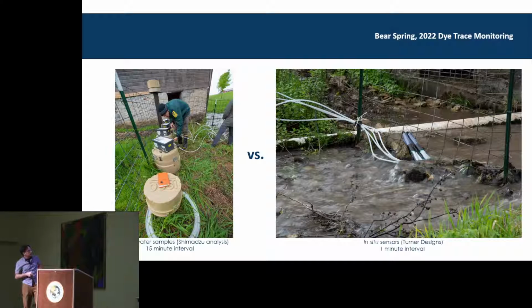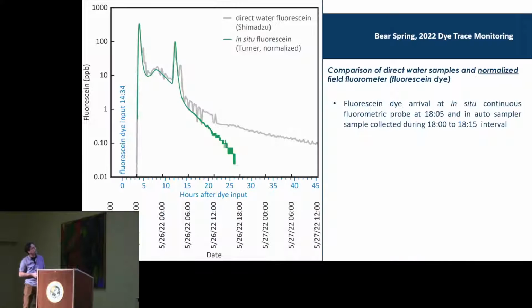So getting to the next two methods, the direct water samples, which on the next graphs will be called Shimadzu, because those were run through a Shimadzu spectrophotometer, and then our in situ results, which on the graph will be labeled as Turner. So here we'll be comparing 15-minute data from the direct water samples to the 1-minute data from the Turner sensors. And here's really what it comes down to.